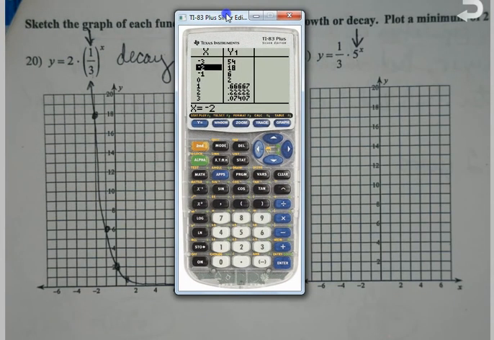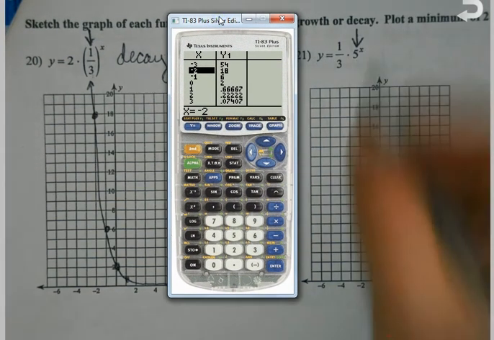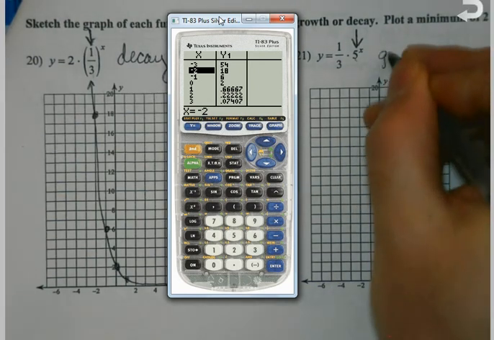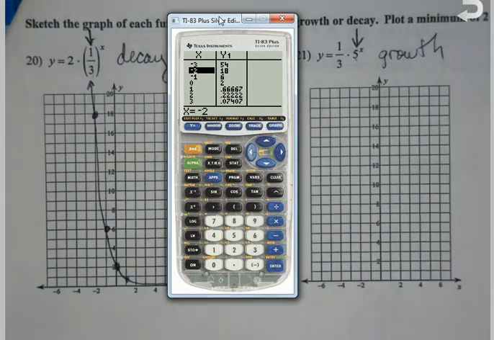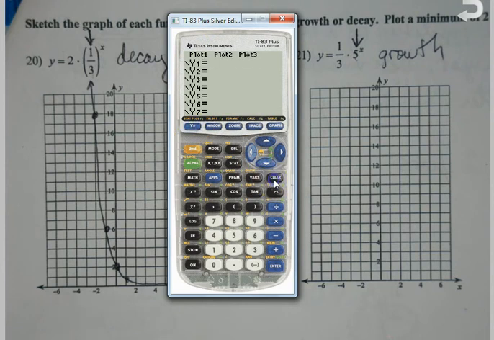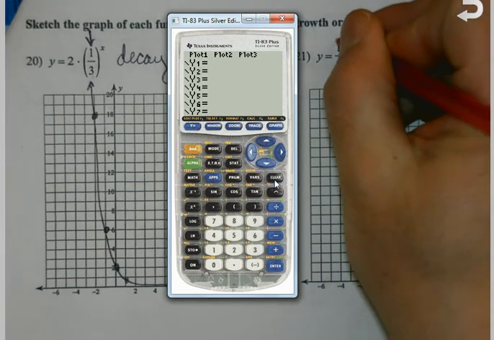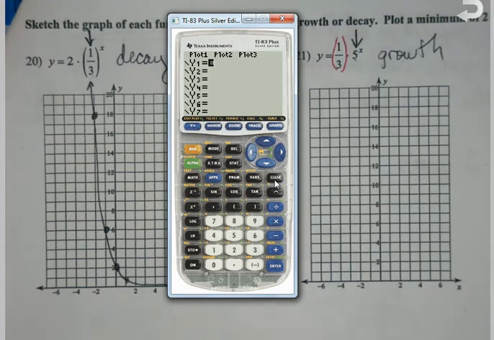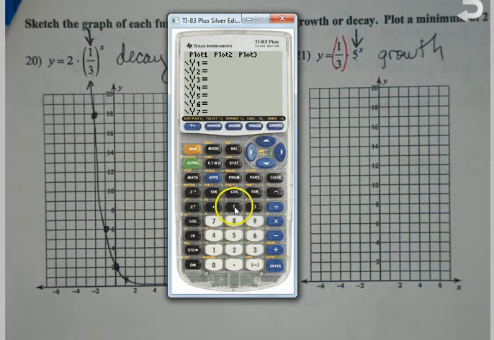So for part of it, I should be able to just look at my b value and figure out whether it's going to be growth or decay. But there are some possible pitfalls with this. One of them being, if you get a fraction, I'd always make sure that I put it in parentheses, whether the sheet tells you to or not. So 1/3 times 5 to the x, because I don't want anything getting mixed up here.